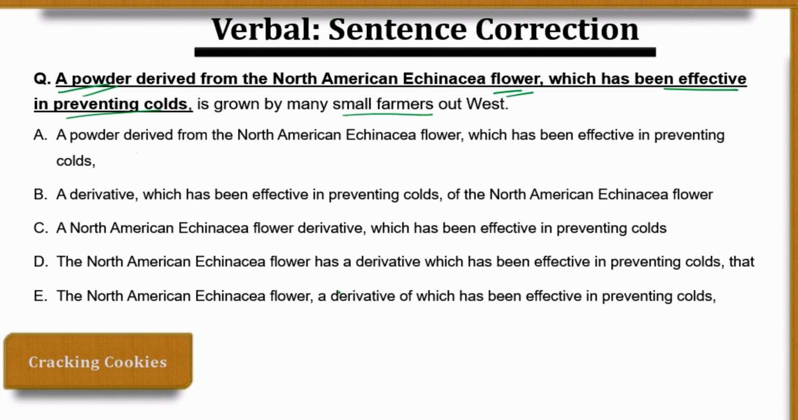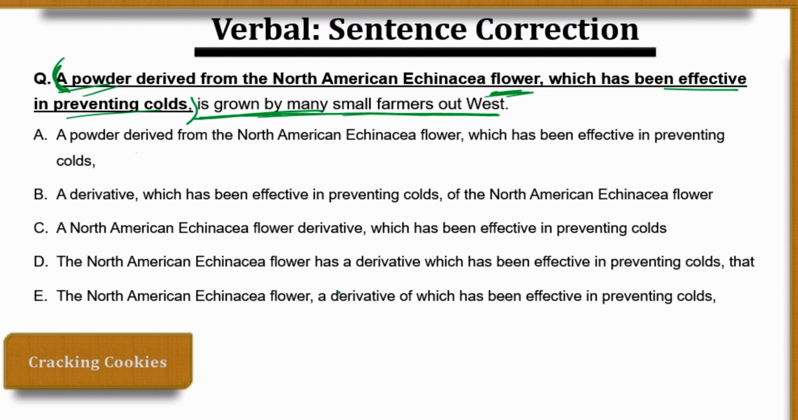Now the question is, what is the verb of this whole sentence? We can see that it is a passively structured sentence. So we need a subject before this independent portion. So this sentence is going to be something like, it is grown by many small farmers, or the flower is grown by many small farmers. So from this bold underlined portion, we need a subject.